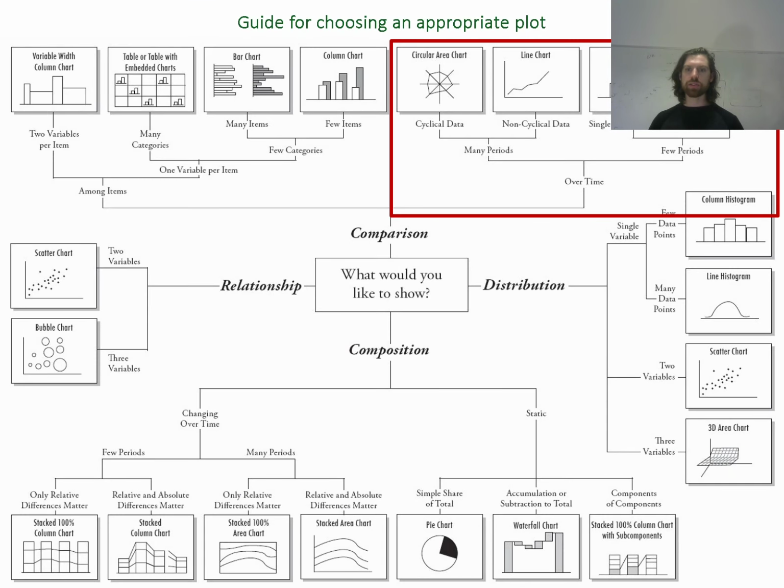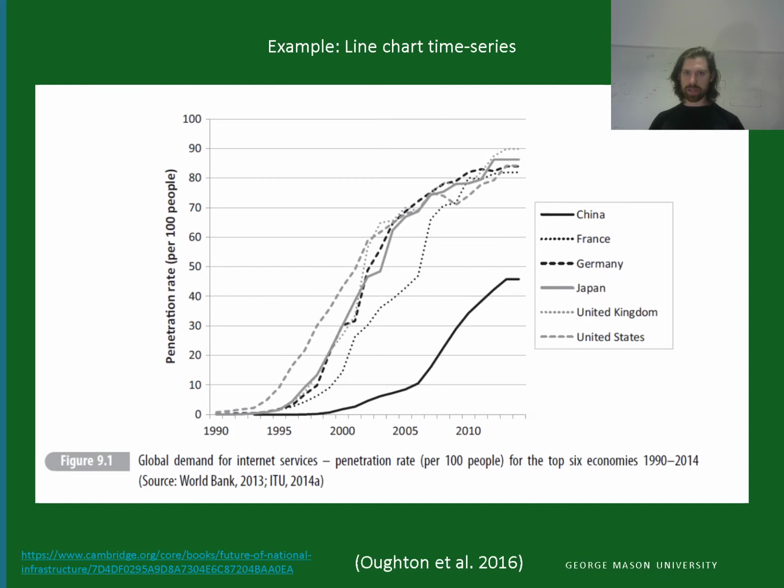Okay, great. So I think this is now just finishing up, focusing on the temporal aspects of displaying data. This is pretty common. There's not too much to say here except that this is a time series chart that I produced for internet penetration. So it's the number of people who have actually adopted internet services. It's the rate per 100 people for the top 6 economies.